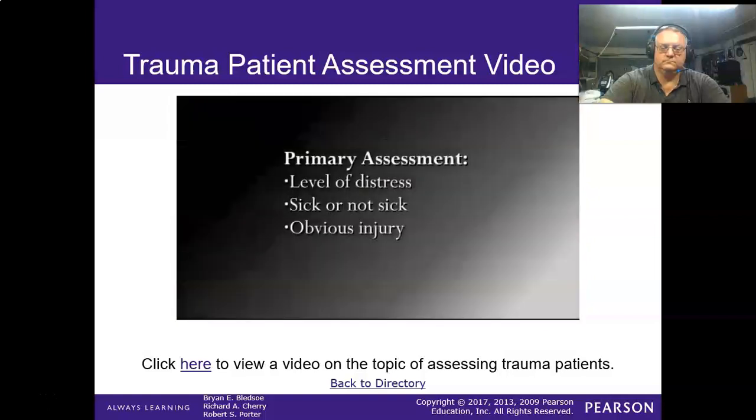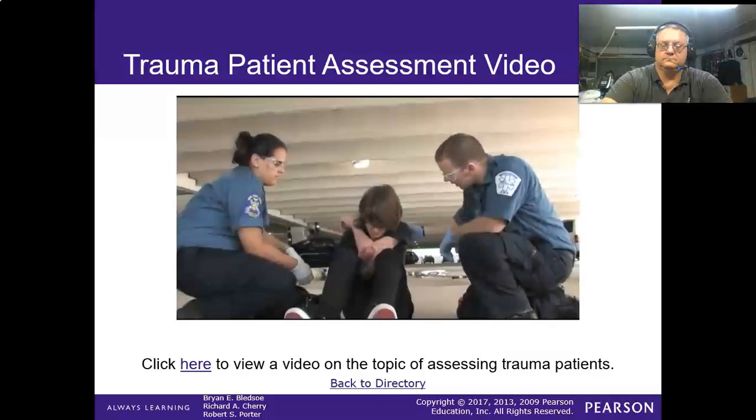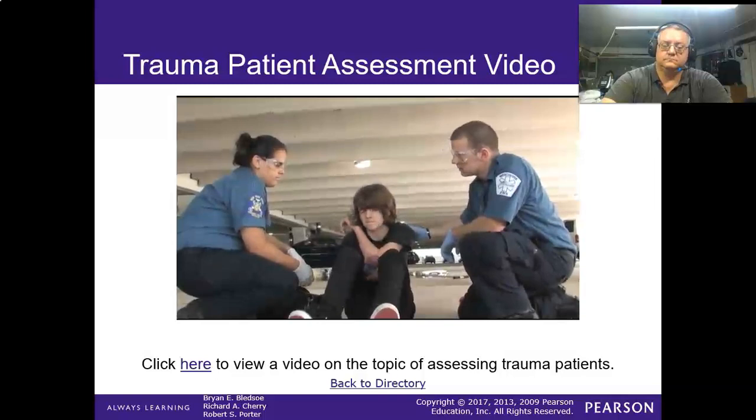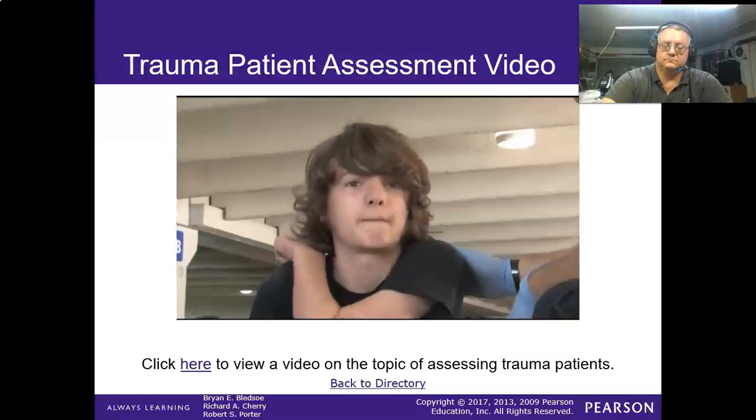This is often stated as a level of distress, such as mild, moderate, or severe, sick or not sick, or as an obvious injury, such as head trauma or a suspected leg fracture when deformity is readily apparent. Next, determine the patient's level of consciousness. Discover whether they are alert when you come in, meaning they are aware of your presence.